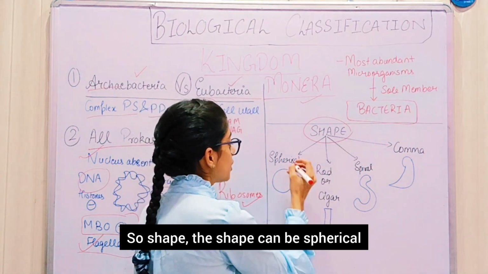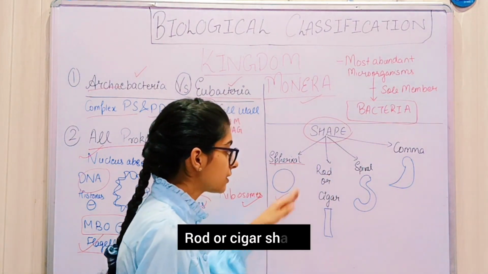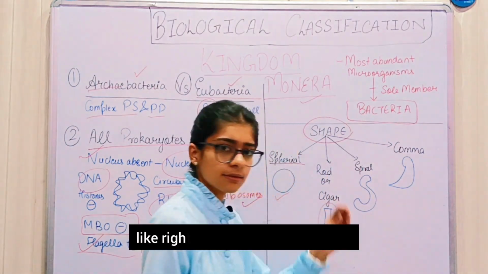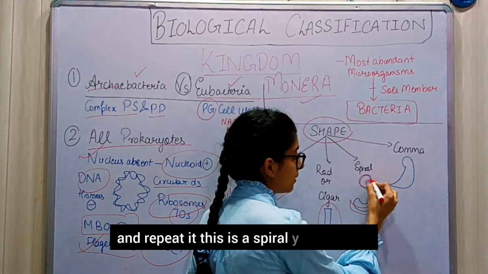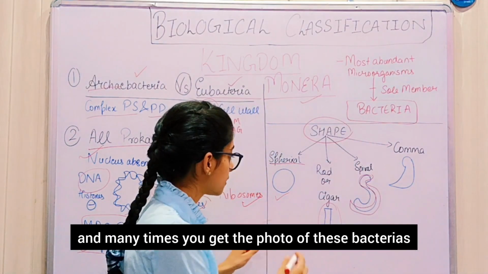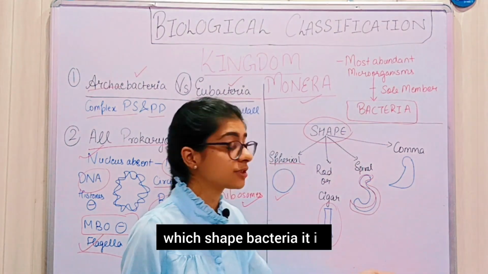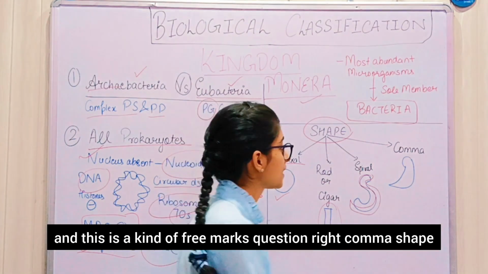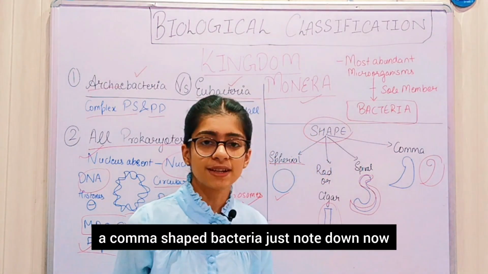So shape. The shape can be spherical, sphere, you can understand. Rod or cigar shape, rod, you can understand it is a rectangular type, right? Spiral, draw an S and repeat it. This is a spiral. You all know what is a spiral. And many times you get the photo of these bacteria and you have to identify which shape bacteria it is. And this is a kind of free marks question, right? Comma shaped. What is a comma? This is a comma. So it is a comma shaped bacteria.